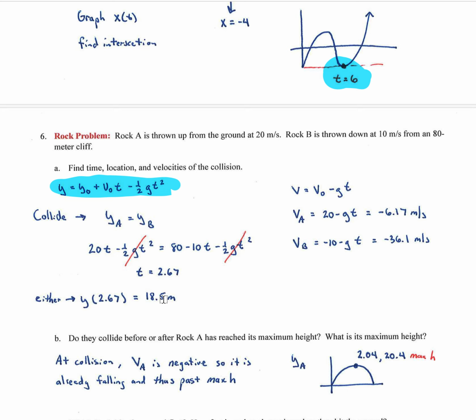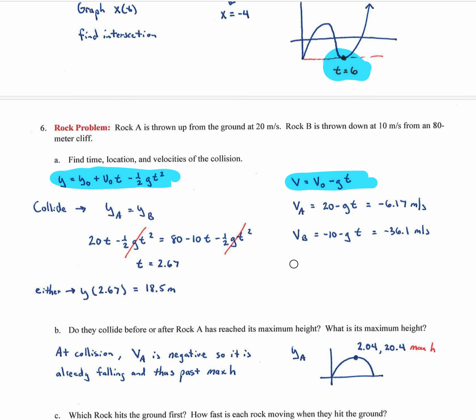That was the whole point of that question, that at that time they are literally at that location. And if I wanted to find their velocities, again, I'm looking at the standard velocity equation in free fall. One was thrown up, gravity for a certain time, one thrown down, gravity for a certain time, and I can get their two separate velocities.